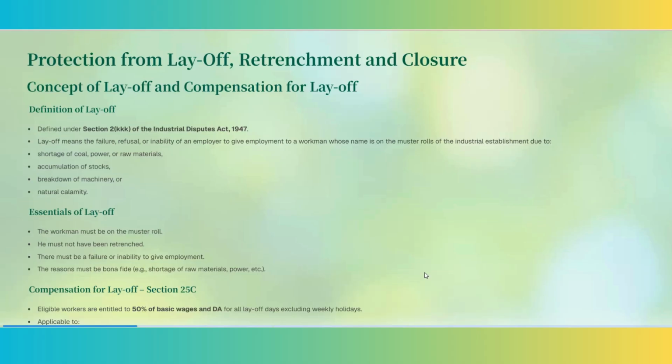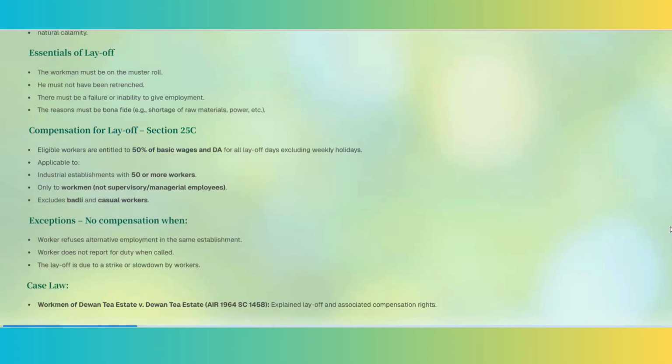Now coming to the case of layoff, what is the provision of compensation to that workman? Eligible workers are entitled under Section 25C to 50% of basic wages and DA, dearness allowance, for layoff days, excluding weekly holidays. It is applicable to industrial establishments with 50 or more workers, only to workmen, not supervisory or managerial employees, and excludes badli and casual workers. Regular workers must be there. Exceptions: no compensation when the worker refuses alternative employment in the same establishment, does not report for duty when called, or the layoff is due to strike or slowdown by workers.